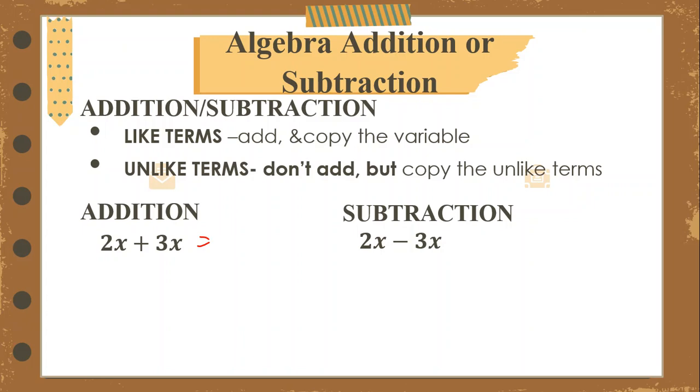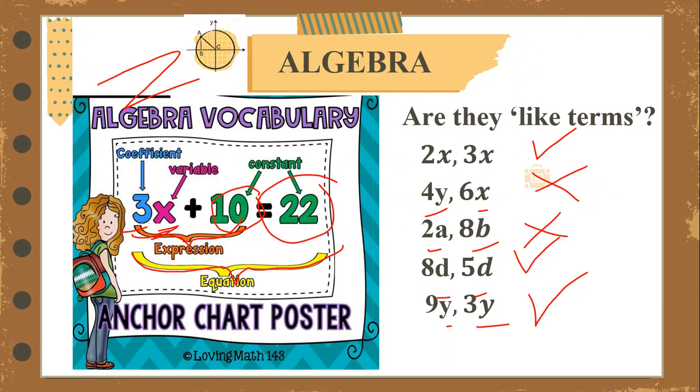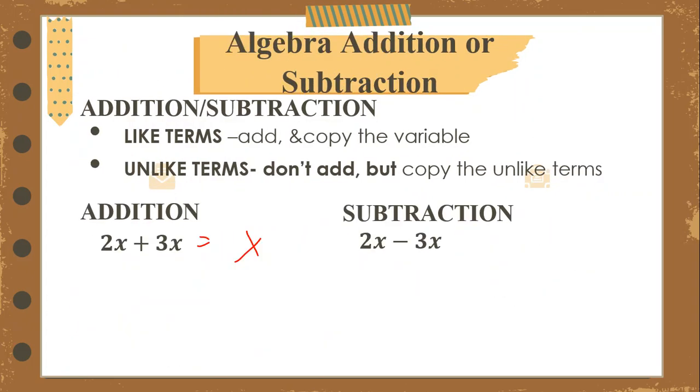Yes, they are. So, first, copy the variable, and then add the coefficients. So 2 plus 3 is equal to 5. Therefore, 5x. Next, 4y plus 6y, are they like terms? Okay, they are unlike terms, so we can't add anything here. So the answer stays the same. Next, 2a plus 8b, are they like terms?